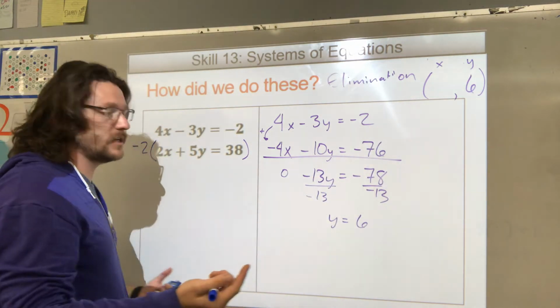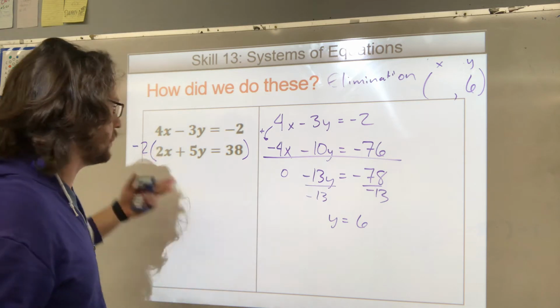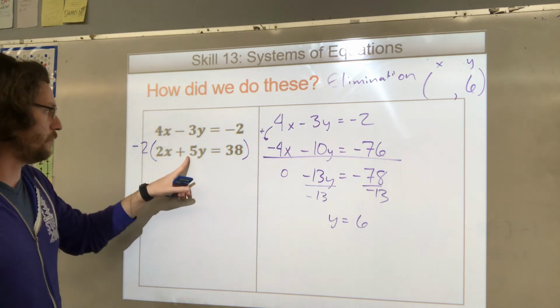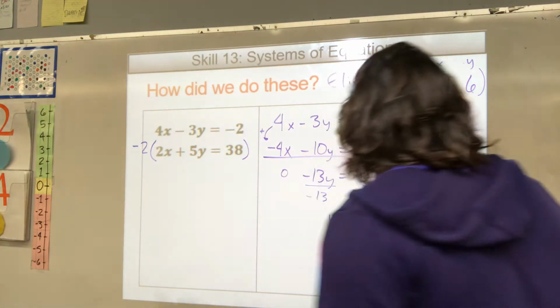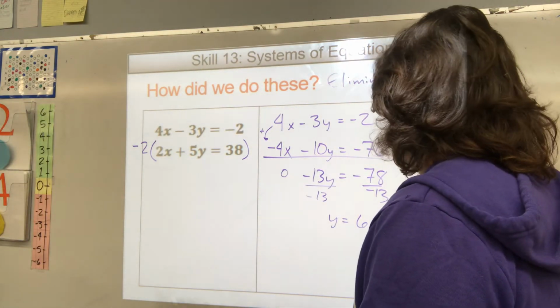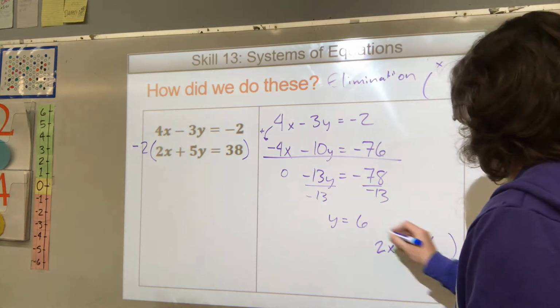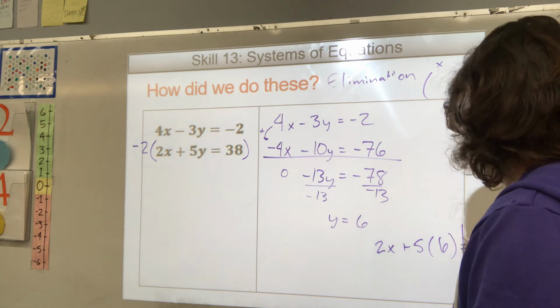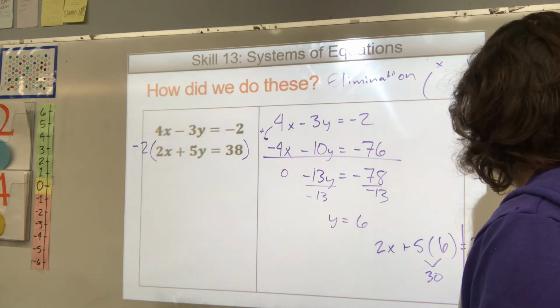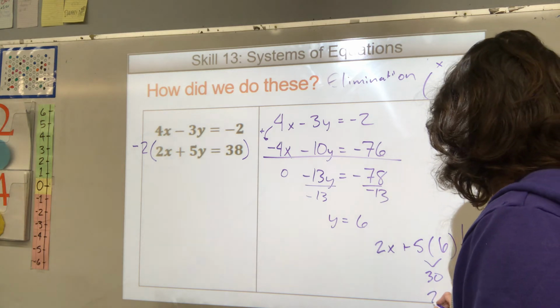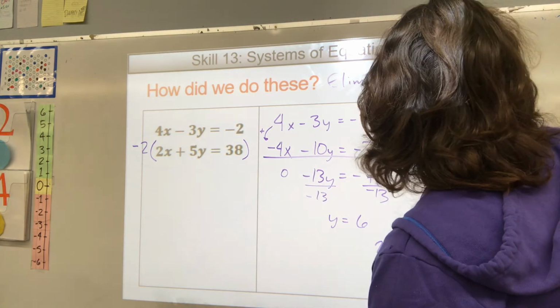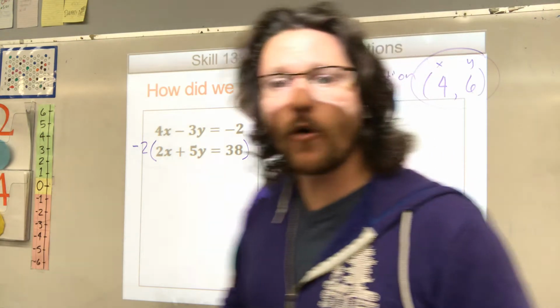Okay, and then same thing as before. This part hasn't really changed. We just have to plug it back into one of our two original equations. They both look about the same to me. I might do the bottom one because there's no negatives. So if we plug into 2x plus 5y, and instead of y, I'm going to write my y value, equals 38. And then I just have to solve this. We get 30, minus 30 on both sides. We get 2x equals 8. Divide by 2, we get x equals 4. And so our final answer, the point where these two lines cross, is at 4, 6.